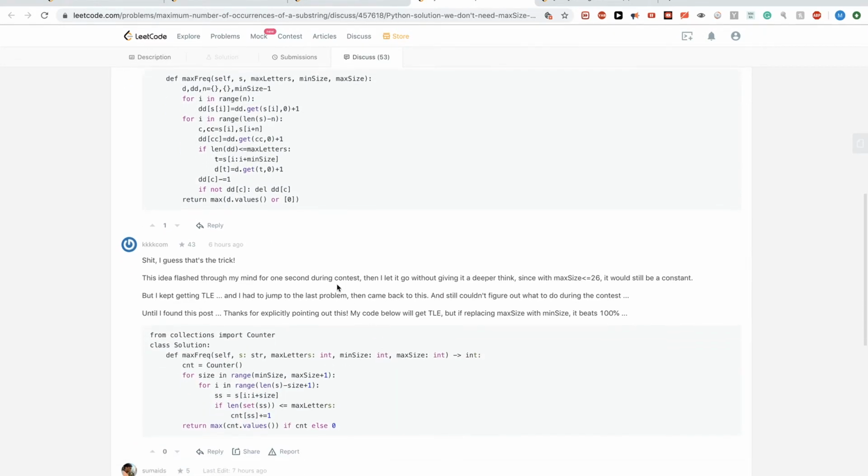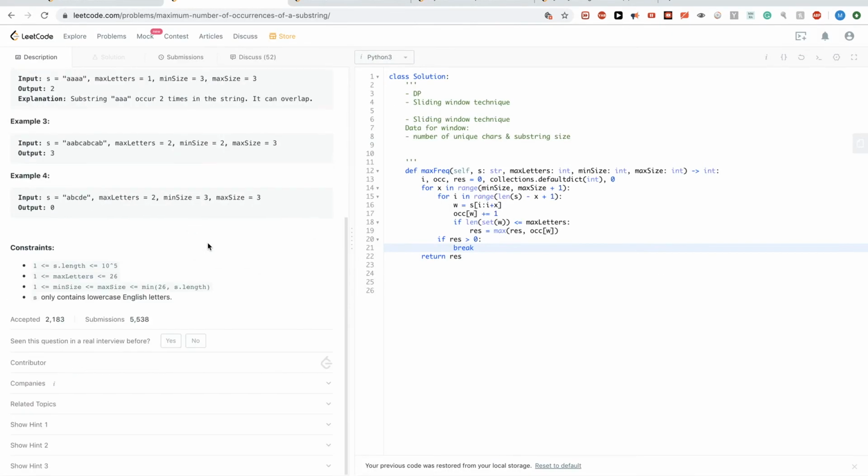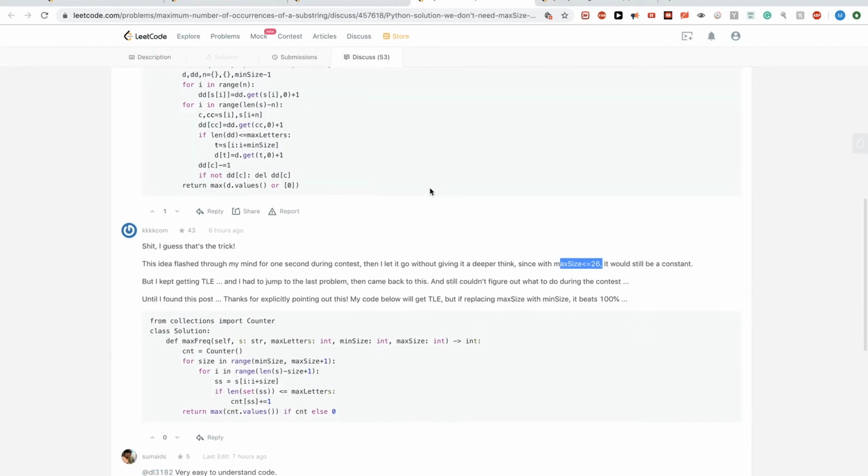This idea is for the second count. So max size less than or equal to 26, it would still be constant. Is that what they said? So the conditions say max and min size are between 26 and the length. We have only lowercase English letters.